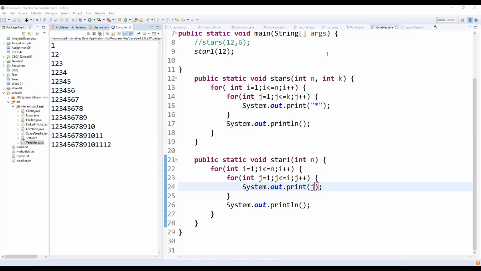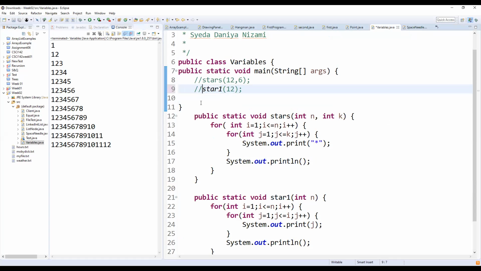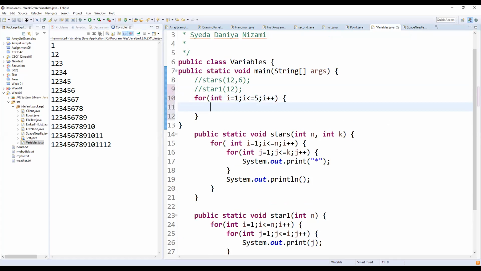Can you see my Eclipse? Okay, now let's move on to a comment, and let's write our code where we have a for loop for the number of lines, which is our outer loop.